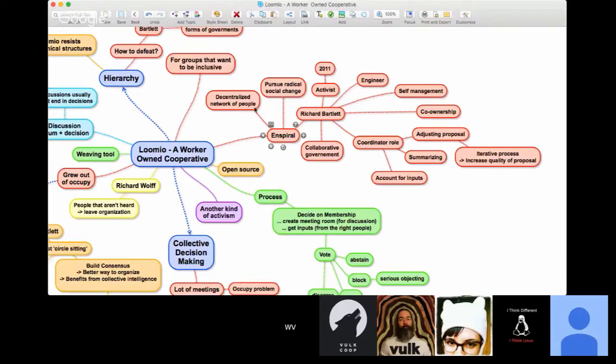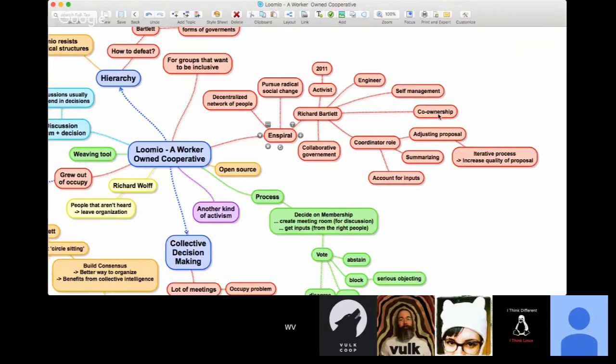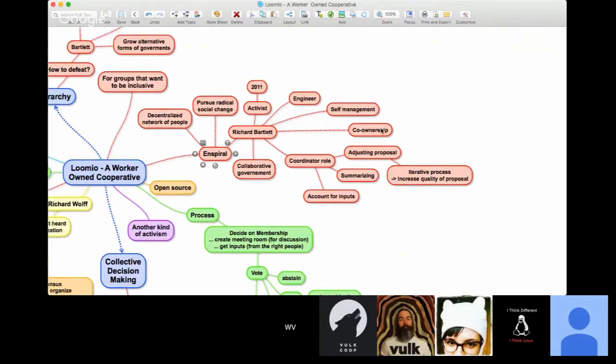Richard Bartlett described Spiral as a decentralized network of people. They are interested in collaborative government, self-management, and co-ownership. His background is that he's an engineer, and within Spiral, and also in the work of creating Lumio, he serves in a coordinator role, which I think is an important thing for us to talk about.